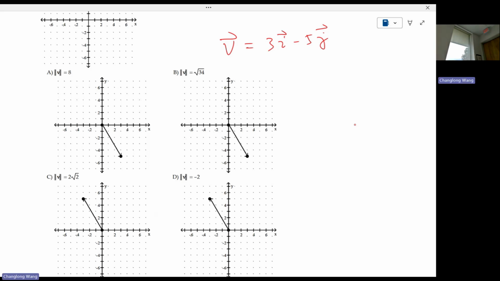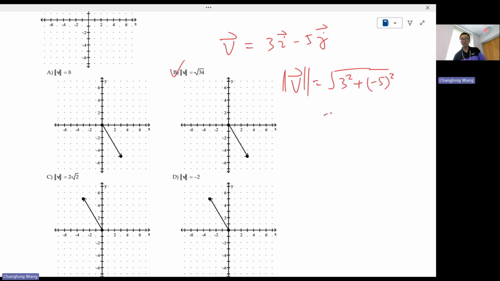Is it letter B, right? You guys all get that? Well, first off, why it has to be in the fourth quadrant. So it's a negative rise, right? So it's going down and a positive run. So that means it has to be in the fourth quadrant. Then you do the Pythagorean theorem. So it'll be square root of 3 squared plus negative 5 squared. And it's going to be square root of 34. Okay.